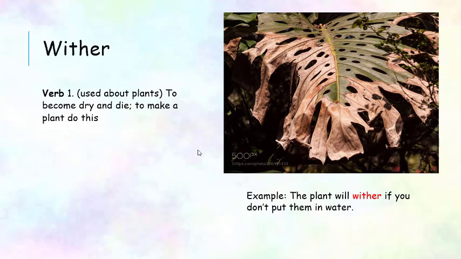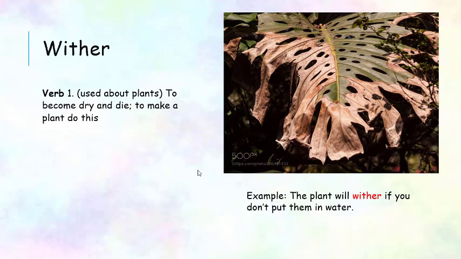Wither is a verb. And wither doesn't mean like the atmosphere or the air. No. It is used for plants. And the meaning of wither is to become dry or die, to make a plant do this. In this picture, the plant will wither if you don't put them in water.